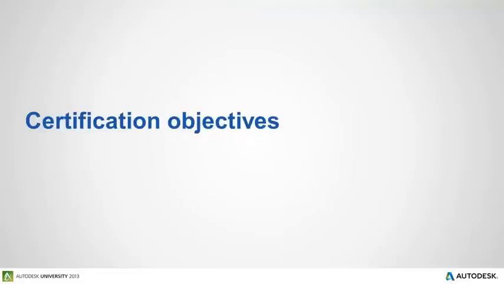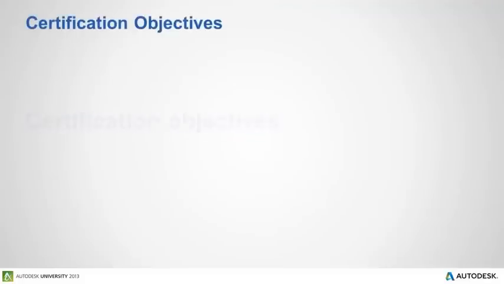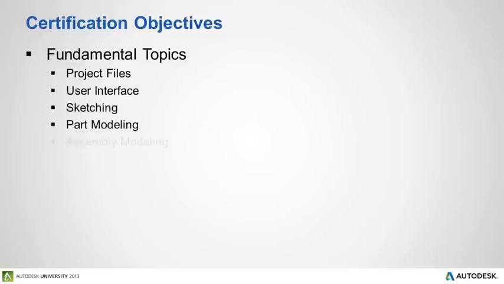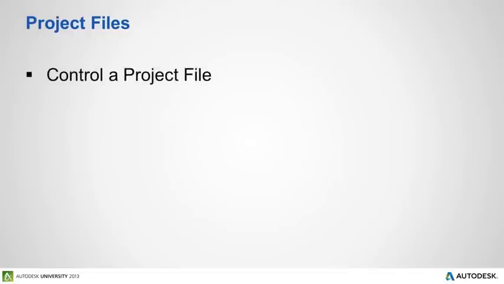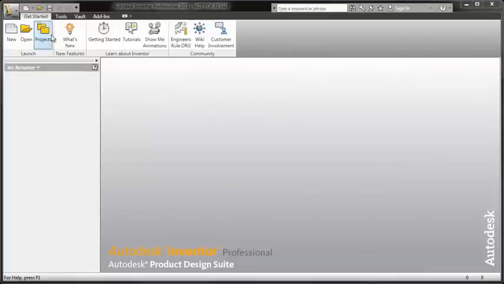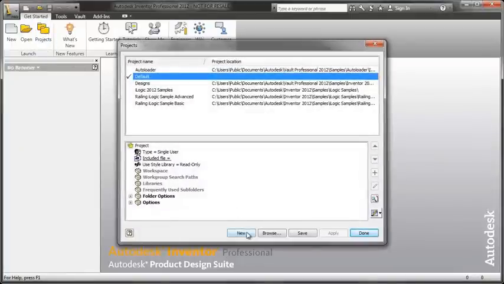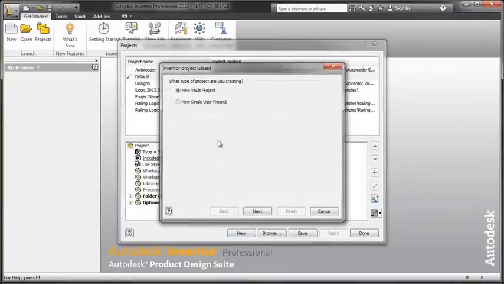Now let's take a look at the certification objectives. For project files, let's focus on how to control a project file, really looking at things like pathing and other information that is commonly overlooked by users. A project file is simply just a text file that allows Inventor to know where to look for files and where it should put files when you go to save it.